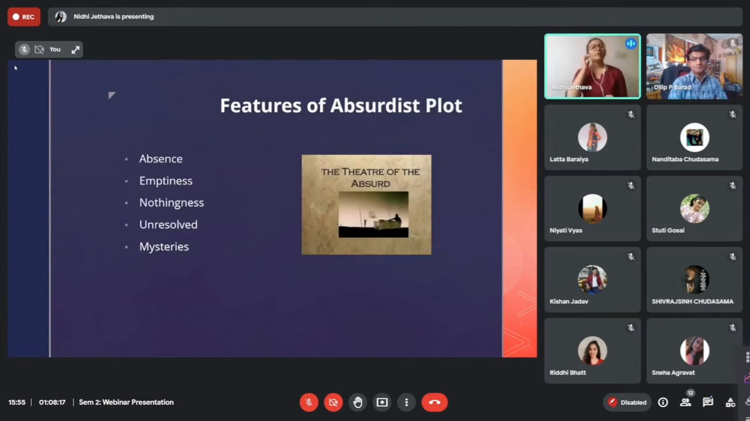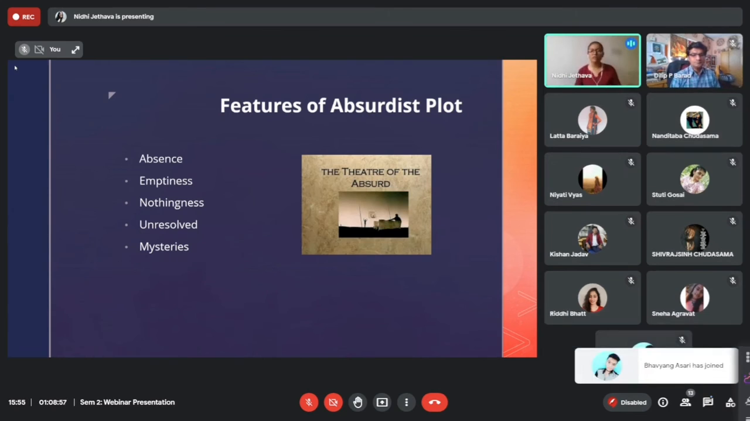Now we come to the feature of the absurd play. We can see that Samyoga and Nispati are necessary for rasa theory, but the feature of absurd play is totally different. Unlike rasa theory, there are absence, emptiness, nothingness, the unresolved, and mystery in absurd theater. We have also watched a play, Waiting for Godot. So we have found that there is absence in the plot. There is nothing, emptiness. We have found just one tree on the whole stage.